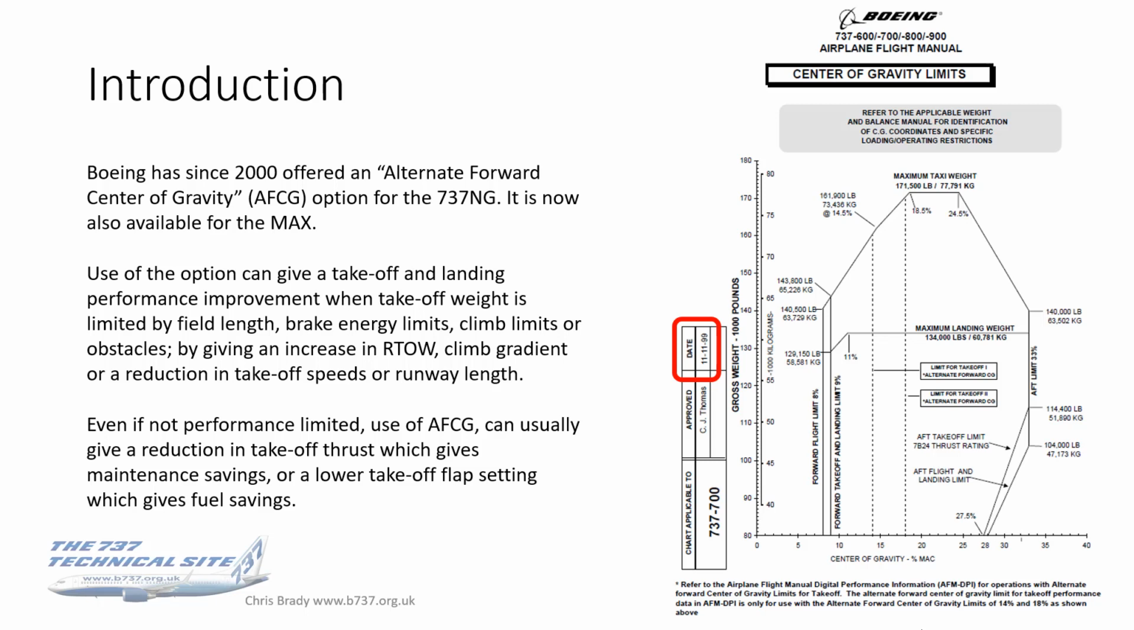Use of the option can give a takeoff and landing performance improvement whenever the takeoff weight is limited by either field length, brake energy weights, climb limits, or obstacles. It does it by giving an increase in the RTOW, climb gradient, or a reduction in takeoff runway speeds or runway length. Worth mentioning that even if you're not performance limited, use of the alternate forward CG option can usually give a reduction in takeoff thrust. That gives maintenance savings with engine life, or a lower takeoff flap setting, which gives fuel savings. So quite a useful option.